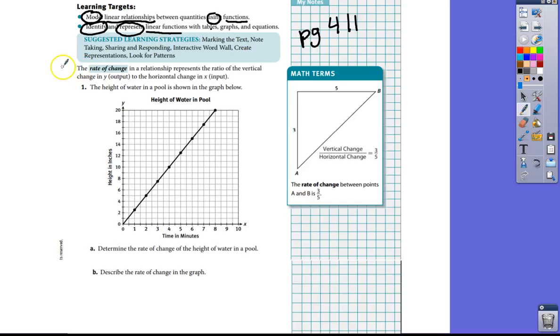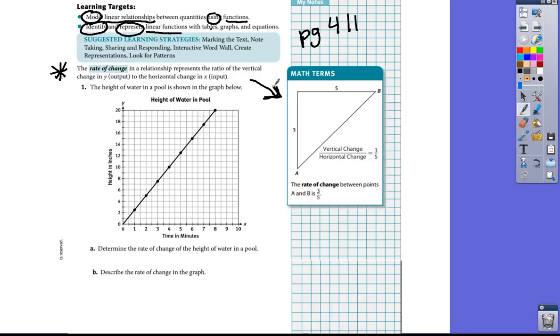All right, here's our definition. I'm going to put a star by this because this is something you do need to learn. You need to have this word memorized. The rate of change in a relationship represents the ratio of the vertical change in y to the horizontal change in x. Okay, and then they put a little picture down here for you.